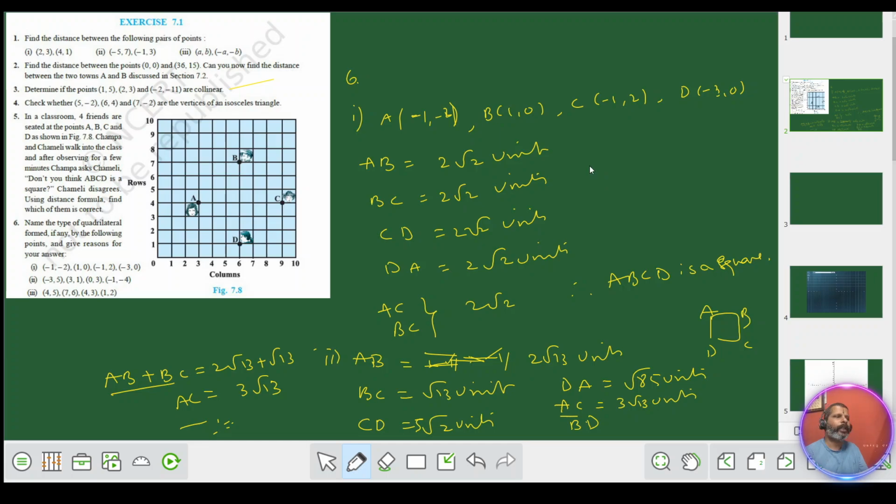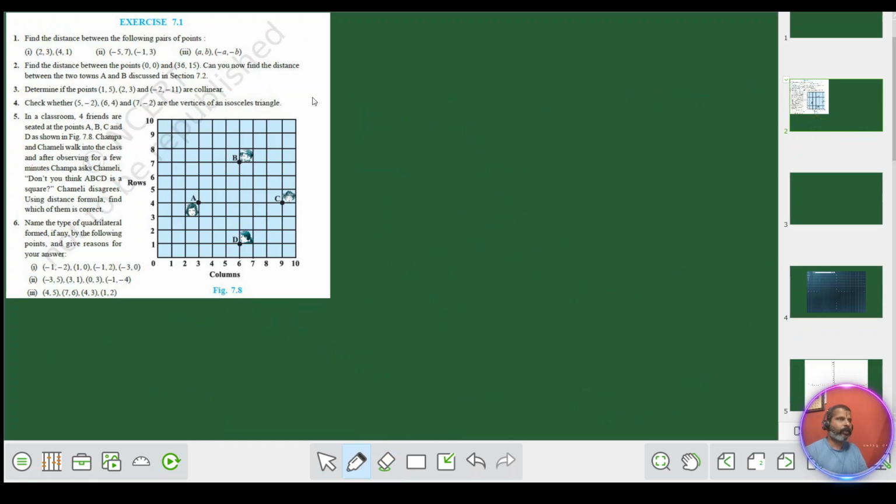So here we can say ABC are collinear. Therefore, the given points cannot form a quadrilateral. Remember this. Okay, we'll move to the last part in the sixth question. Assign the points to A, B, C, D.